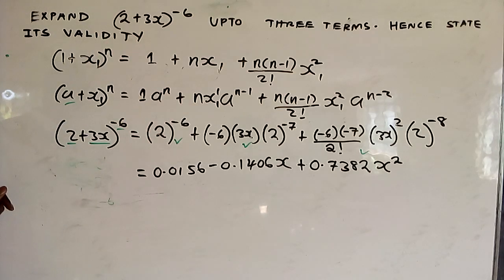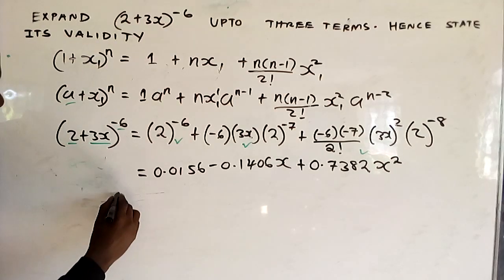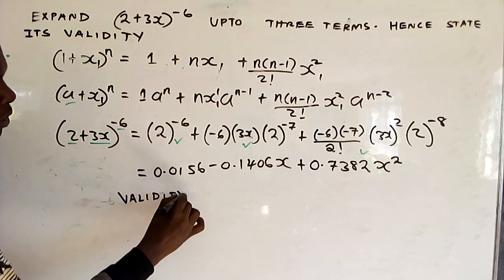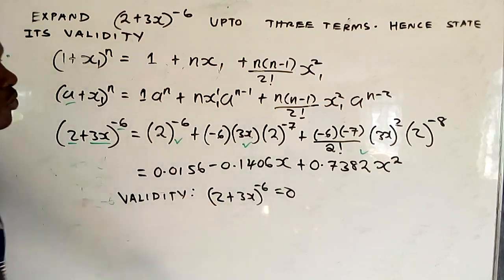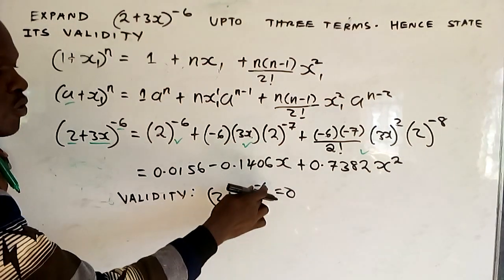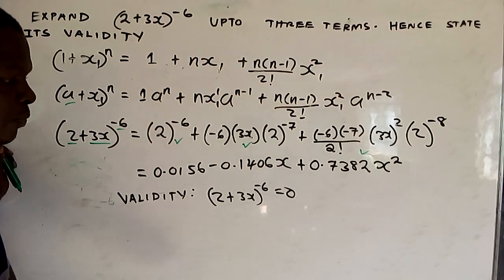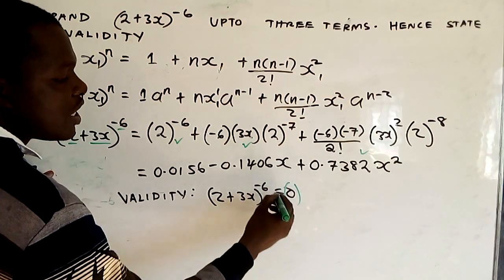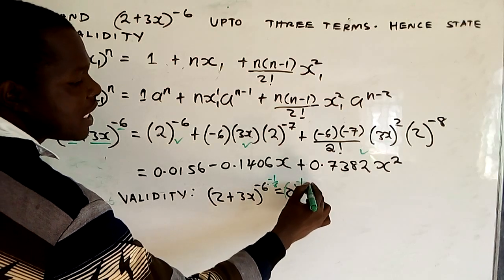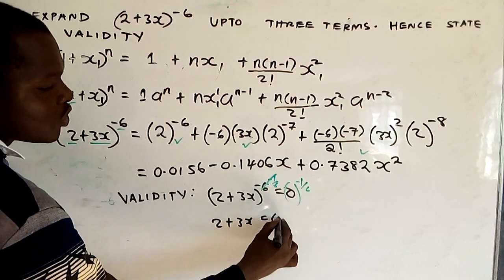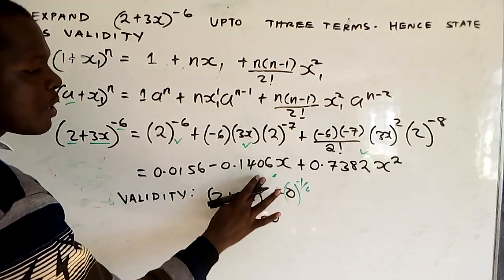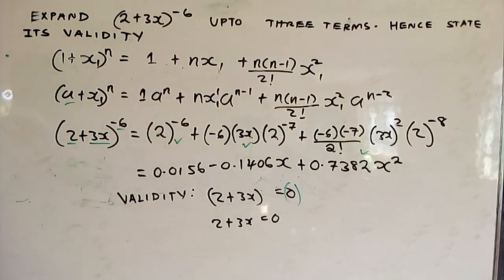So for the binomial series, when you want to state its validity, you equate it to 0 first, isn't it? So for the validity, when you have 2 plus 3x raised to negative 6, you equate it to 0. Meaning, if you raise both sides to power negative 1 over 6, that power goes away. Meaning, you just remain with 2 plus 3x is equal to 0. 0 raised to anything is 0. So it means that power is not important when we are looking for validity, isn't it? It will disappear.